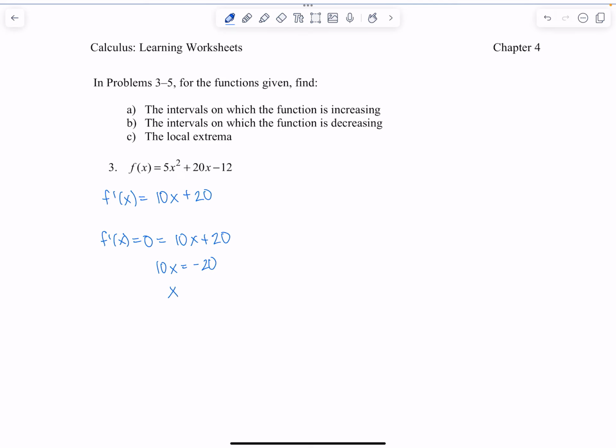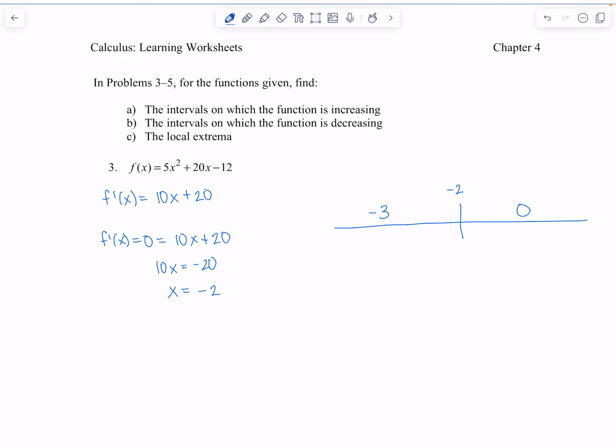If we divide by 10, we get -2. And now we will look around -2 to see what's happening on either side. So if I go on the negative side of -2, we'll check what happens at -3. If we go on the positive side of -2, I'm going to use 0 because I like using 0. It makes it a lot easier to look at and calculate. And we'll see what's happening around this critical value.